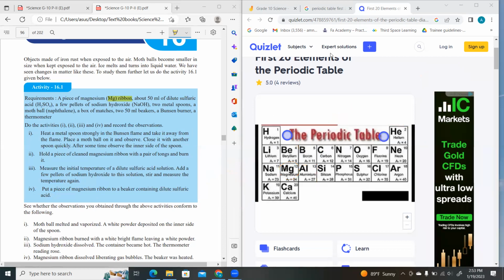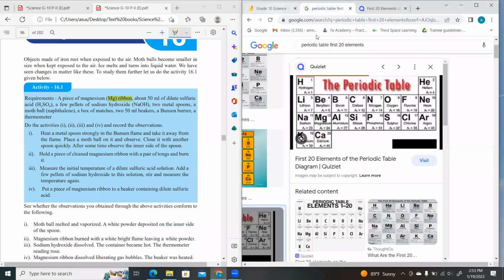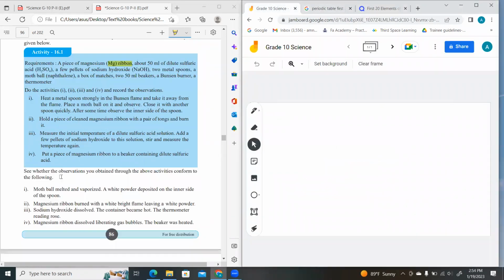Why are these observations necessary? What do you all think? These observations are necessary because when they ask you questions related to observations, you must be able to write them. See the first step they do. Heat a metal spoon strongly in the Bunsen flame and take it away from the flame. Place a mothball on it and observe. Close it with another spoon quickly. After some time, observe the inner side of the spoon. What will happen when you observe that?